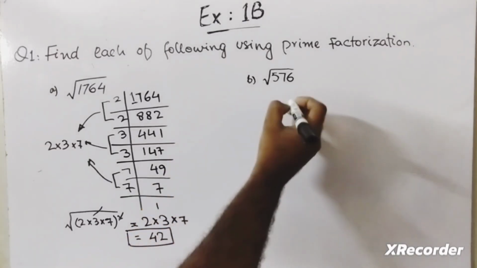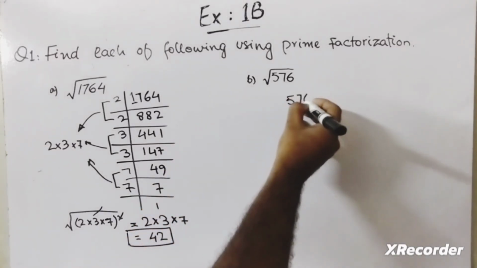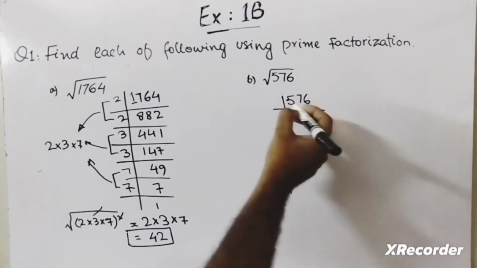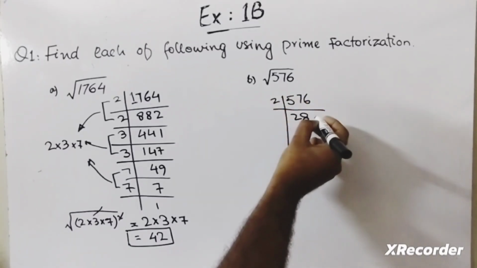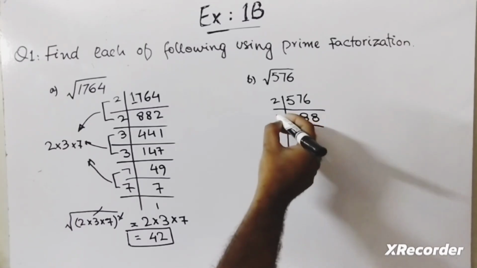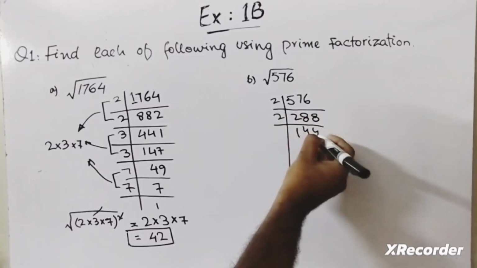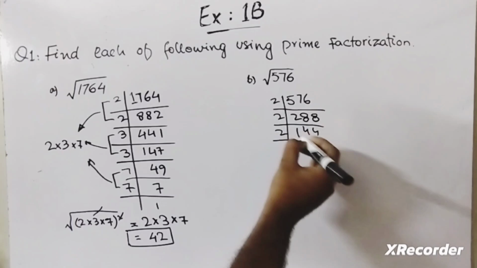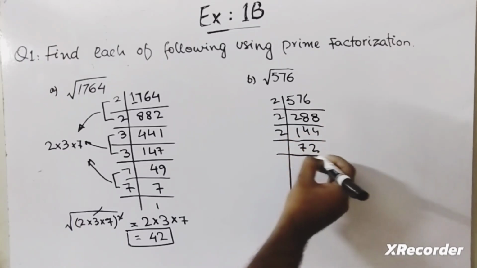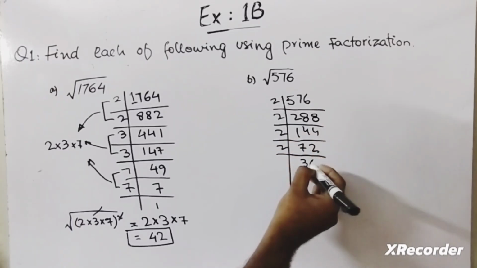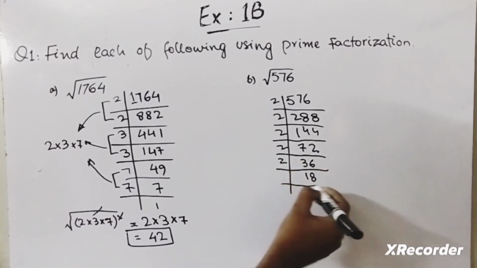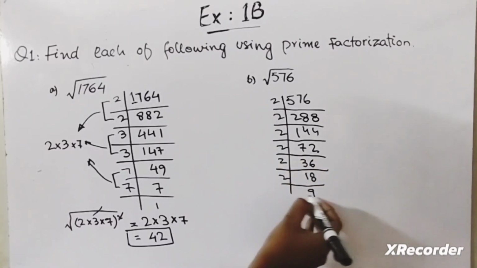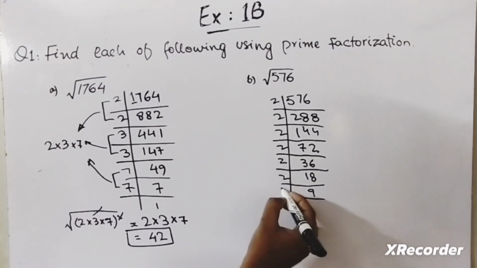For part B, 576, we take the LCM. 2, 288, again with 2, 144, again with 2, 72, again with 2, we get 36, again with 2, we get 18, again with 2, we got 9, and then for 3.